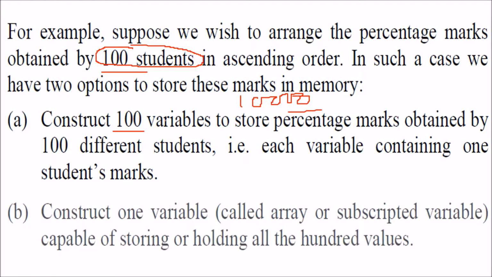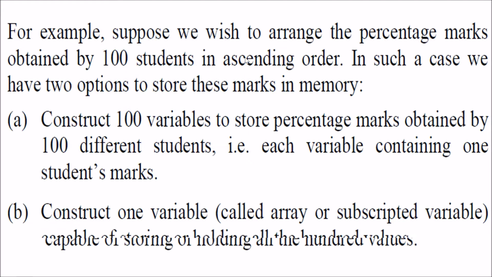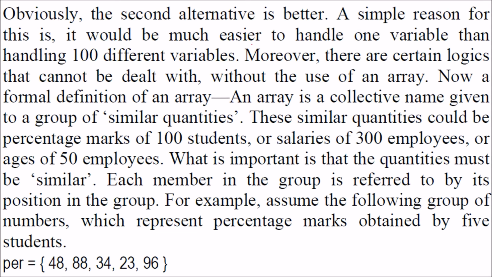That is the question. So now you can just create one variable, you call it an array, or you can call it a subscripted variable, and that will be capable enough to hold these many values. So the second alternative is quite better. Don't make it a variable. Make it an array. This array is like this. Please understand it very well.